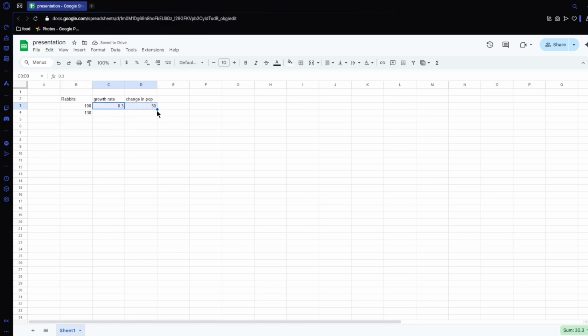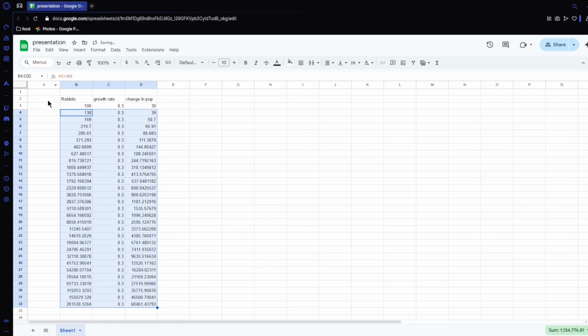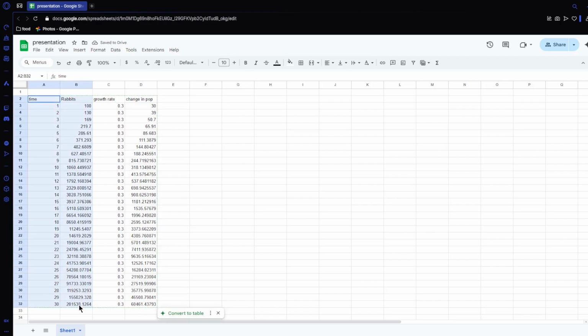The reason we like spreadsheets is because we can drag ideas down. So this was just a hard-coded value, it drags down. This was a formula, so it also drags down. And we see in the next time step, we have 39 rabbits gained instead of only 30. Well, let's drag this entire idea down so that we have about 30 time steps. And let's add that in. Time. And drag this down as well. And now we can make a graph.